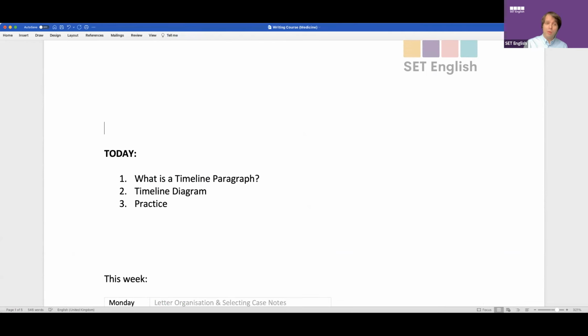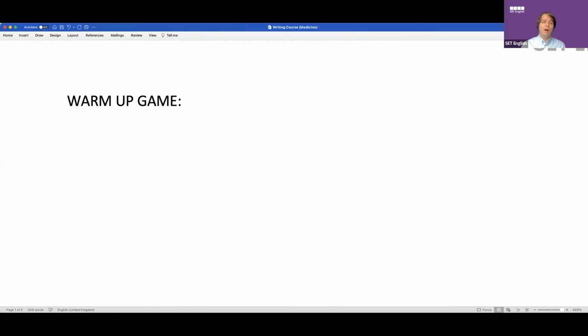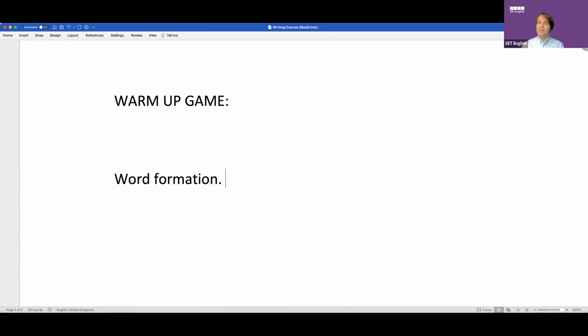Let's have a warm up though, because I always feel a bit tired at this time of day. So we're going to start off with a warm up game, and we'll do my usual thing of word formation. Word formation is probably the easiest one. I'm going to say a word and you guys are going to tell me what type of word it is. This is such a useful skill. So if I say, for example, kilo, what type of word is kilo?